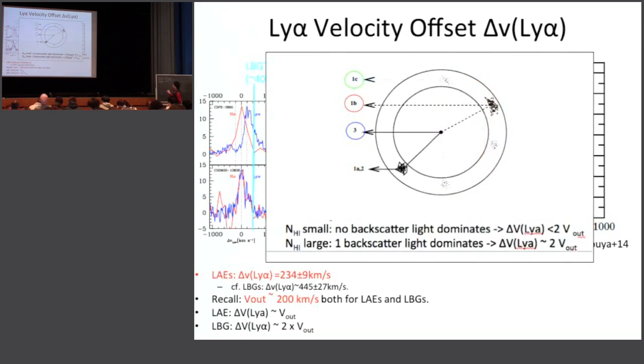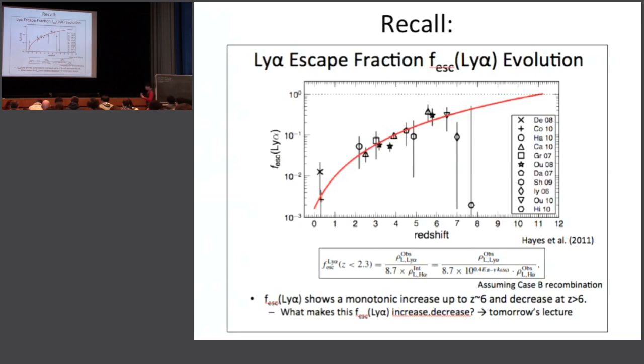So, well, if you remember this relation, if the neutral hydrogen column density is large, then you expect this number, but it's pretty similar to the Lyman break galaxy case. But on the other hand, Lyman-alpha emitters have a small Lyman-alpha velocity offset. In other words, you have more direct light, with no backscattering of photons. And so in other words, the column density of neutral hydrogen would be smaller for Lyman-alpha emitters than for Lyman break galaxies.